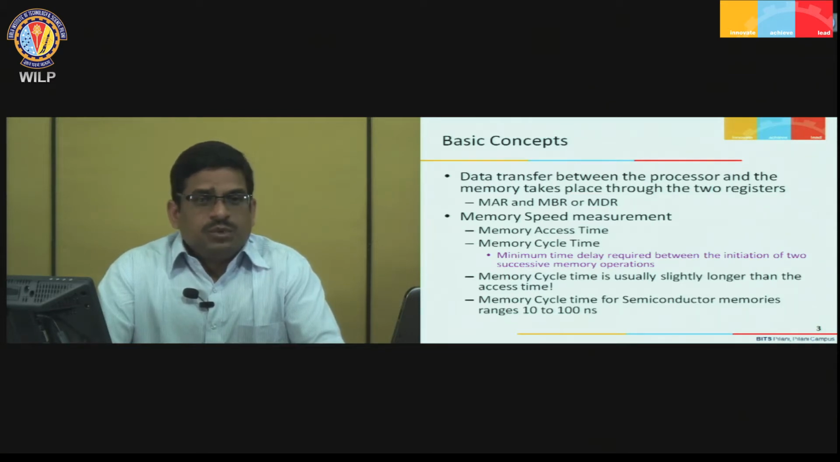Memory cycle time is usually larger than the access time, because it also includes the recovery time between two successive read or write operations, or any two operations. Some time gap is required to stabilize the memory, and that is called the recovery time. For semiconductor memories, the memory cycle time usually ranges from 10 nanoseconds to 100 nanoseconds.